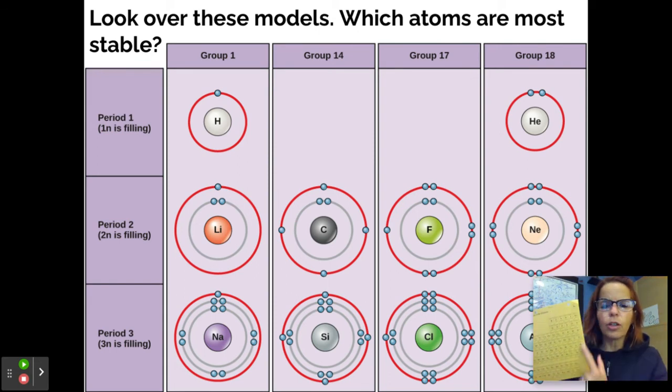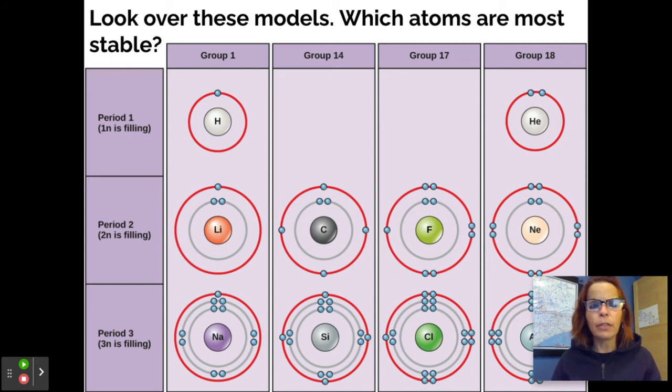This column here, they're called the noble gases, and they are very, very stable and unreactive. And all of the atoms want to be like them. That's a funny way of saying it, but they're going to change to achieve the stability that the noble gases have.